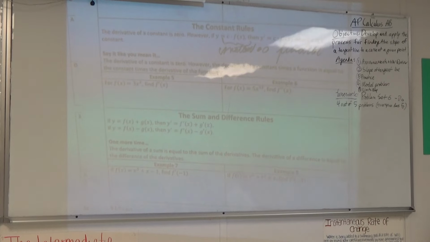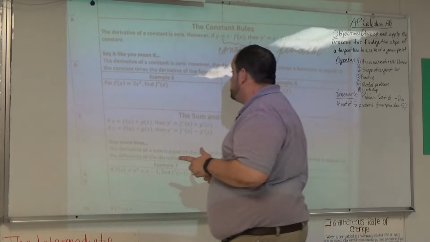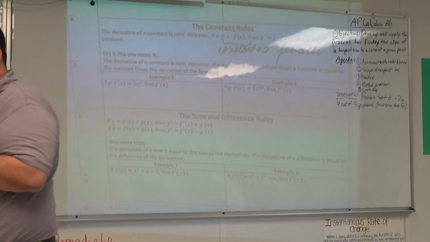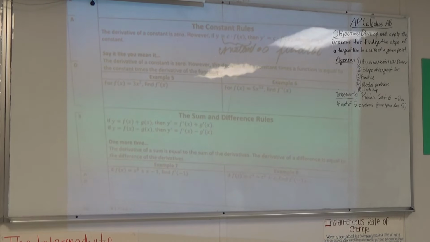You already know this, trust me. All right, say it with me. The derivative of a constant is 0. However, the derivative of a constant times a function is equal to the constant times the derivative of the function.